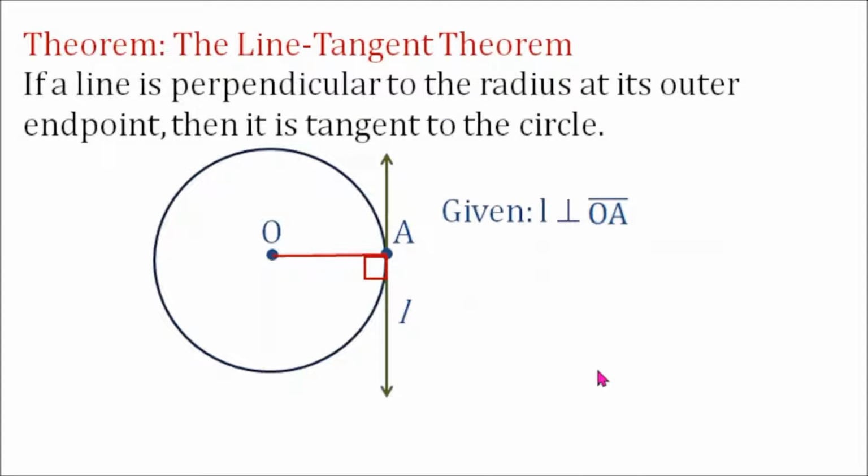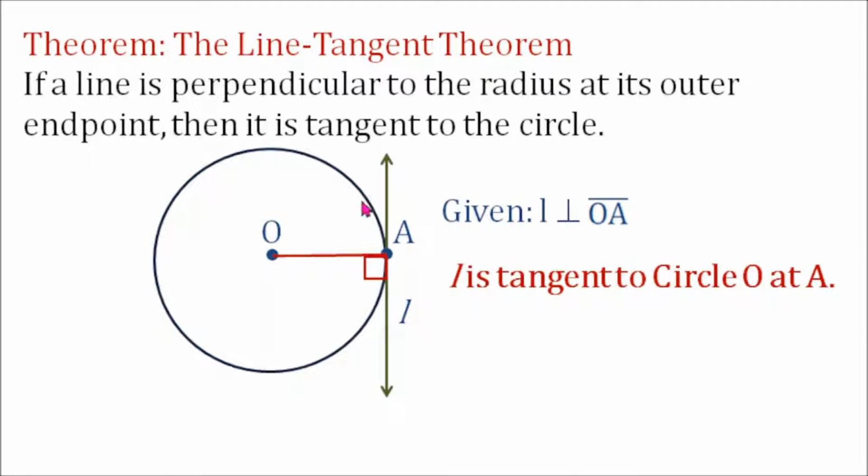The second theorem here is the Line-Tangent Theorem. It states that if a line is perpendicular to the radius at its outer endpoint, then it is tangent to the circle. So this line L is perpendicular to line segment OA, so it follows that line L is tangent to circle O at point A.